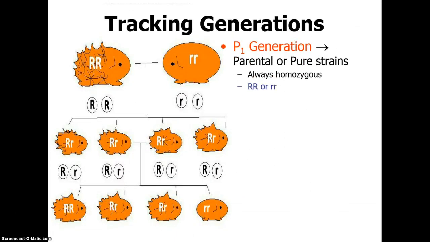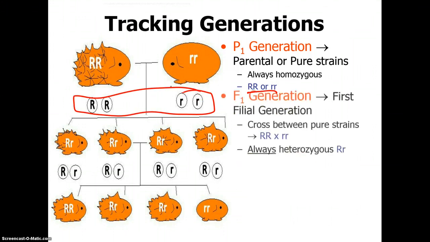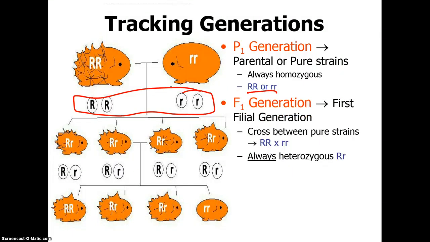Okay, so how do we figure that out? Well, we have to do something that's called tracking generations. When we track generations, we're going to start with the P1 generation. These are the parental or the pure strains. Okay, pure strains are always going to be homozygous. Okay, both capitals or both lowercase. So if you take a look over here, I've got two guinea pigs, one with rough fur, one with smooth fur. So we're going to do R's.